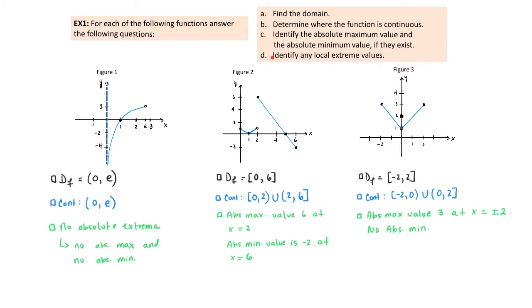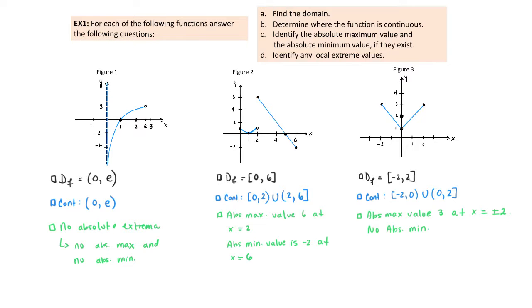The last part is asking us to identify any local extreme values. That really means to figure out if there are any local maximums or any local minimums. Now, when we find this local max or min, we will also specify the values of x where they occur.